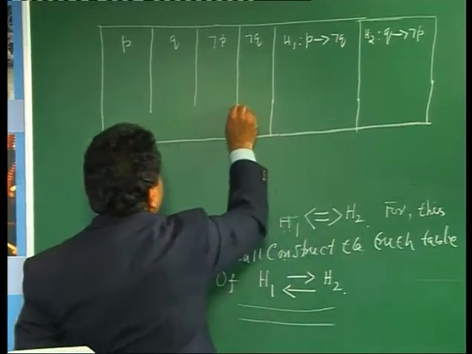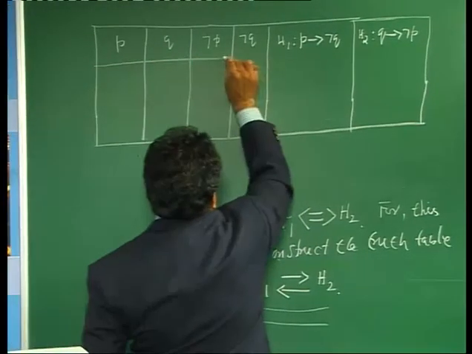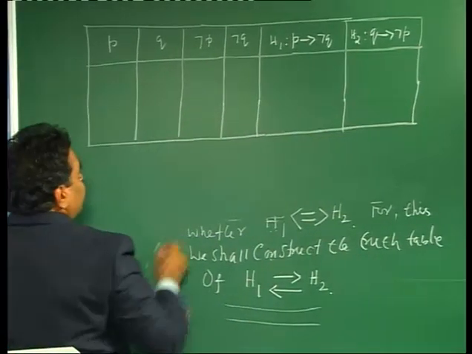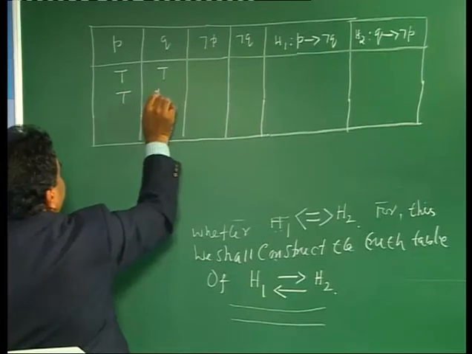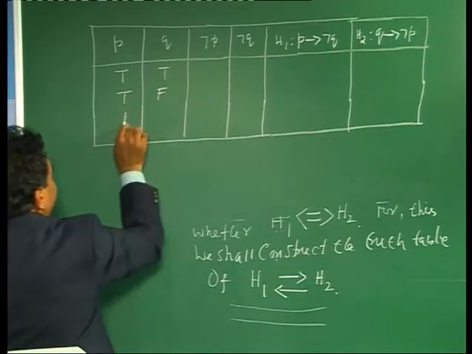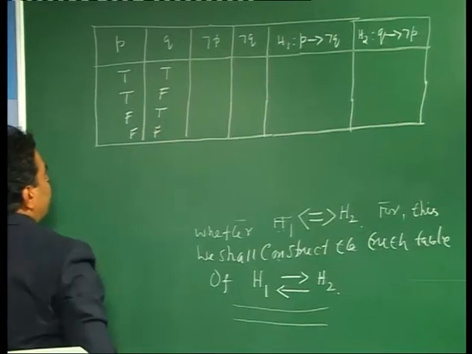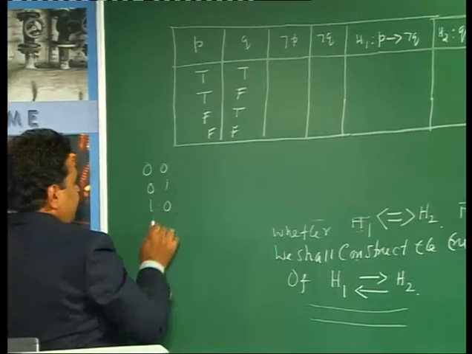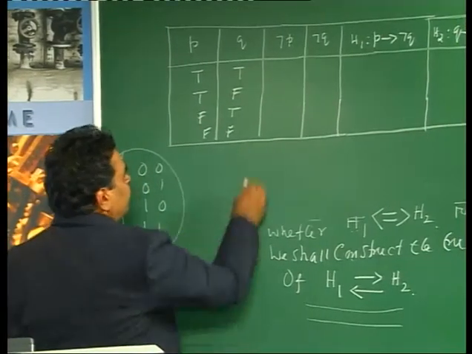Now, I hope you understood how to find the truth values of negations, of P implies Q, and of negation of P or Q. We know that if you work with two variables, we will have four options, just like the four two-digit binary numbers we can form: 0 0, 0 1, 1 0, 1 1. A situation similar to that.